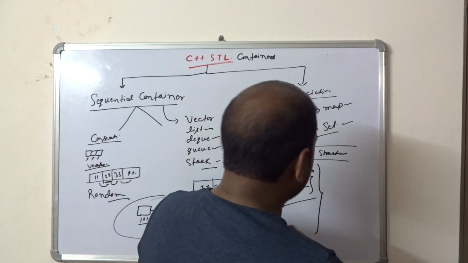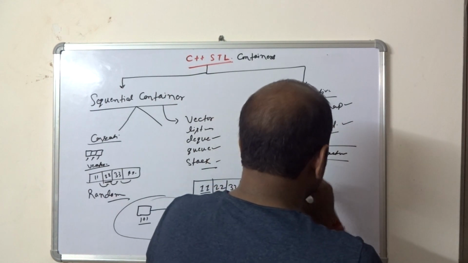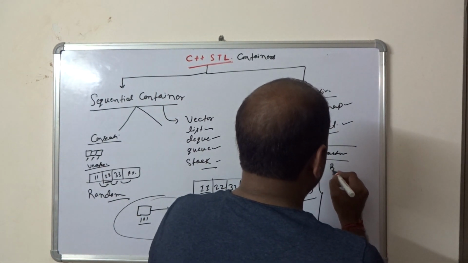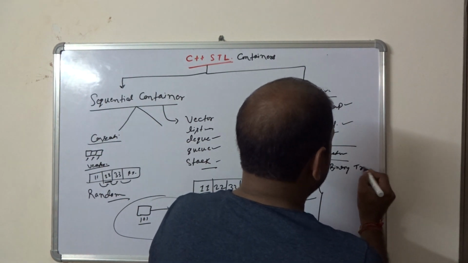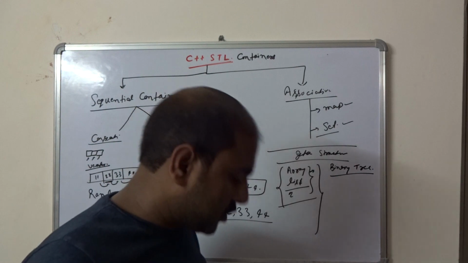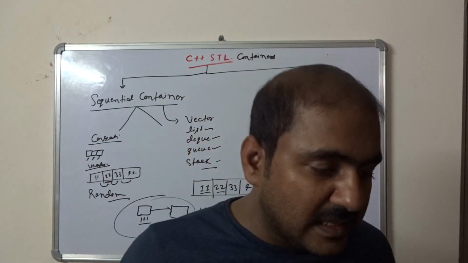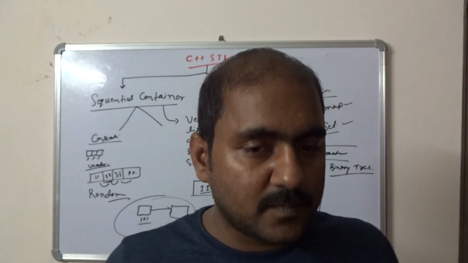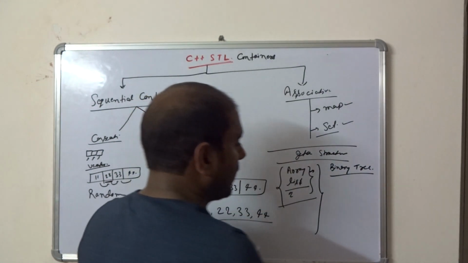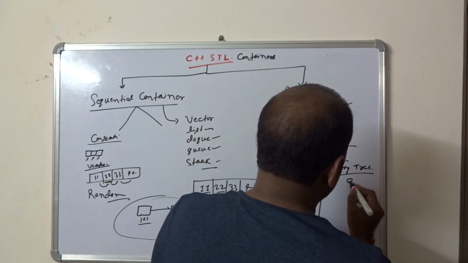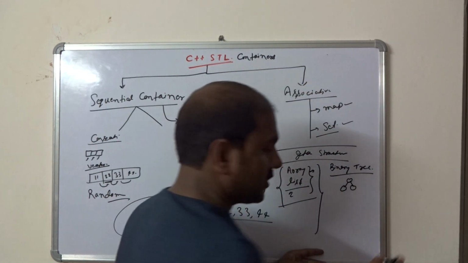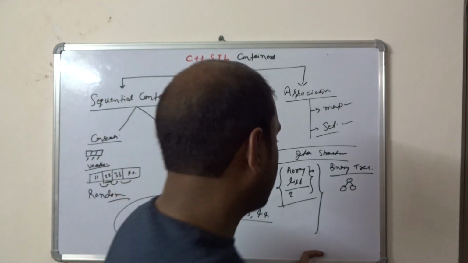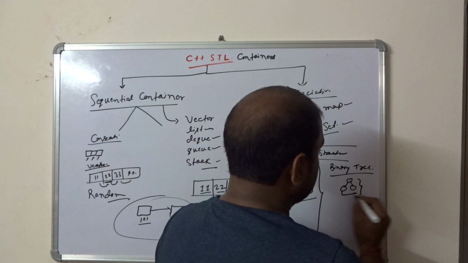So for this, engineers came up with associative data structures. In associative data structures we have the concept of the binary tree. In a binary tree, searching is less costly than in sequential containers. As we know, the concept of a binary tree is that every node has 0, 1 or 2 child nodes, between 0 and 2. This is the binary tree.